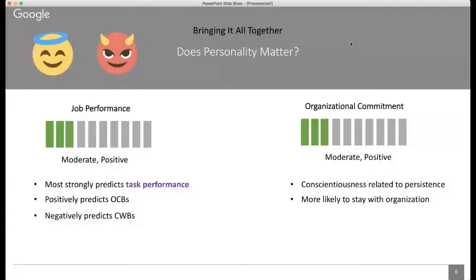Okay, so that brings us to the end of personality. So again, the key takeaways, I want you to know how personality helps organizations. I want you to know the different types of behaviors that are driven by personality. And I want you to have a general understanding here of how job performance and organizational commitment are affected by personality.